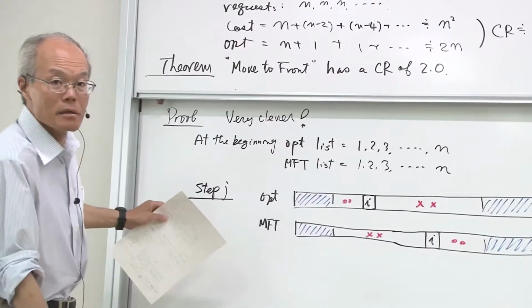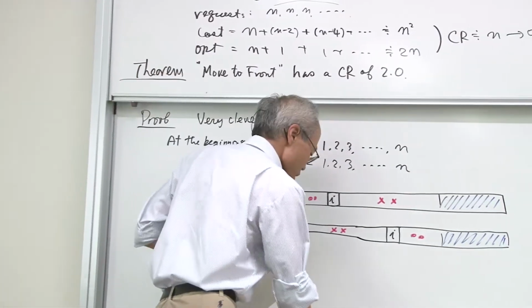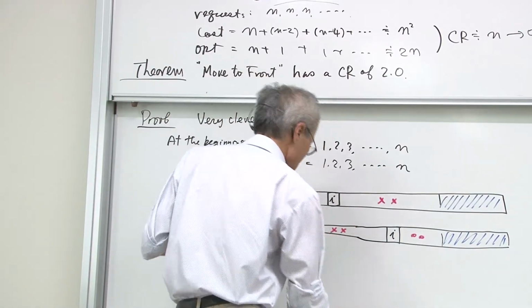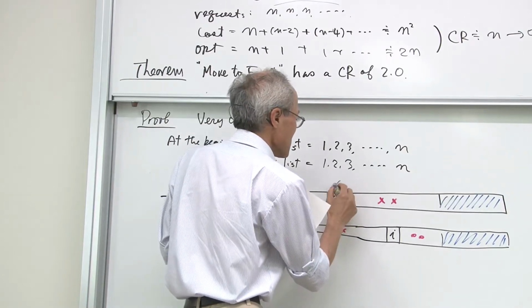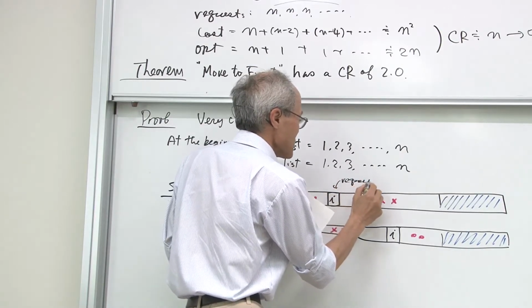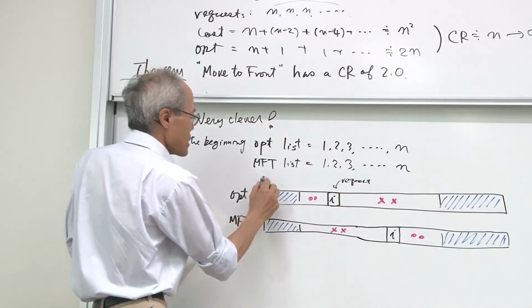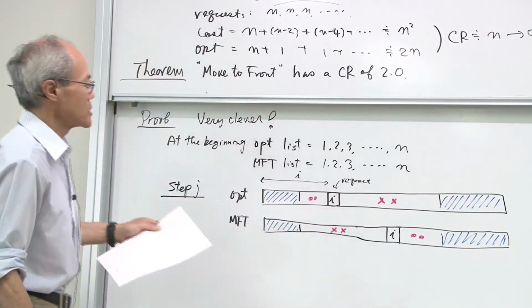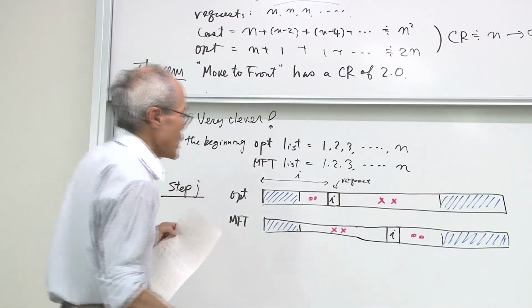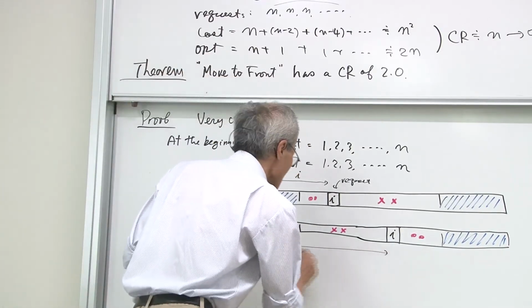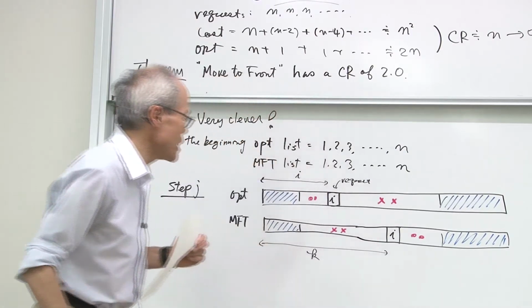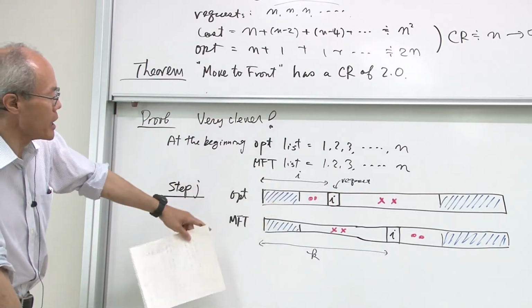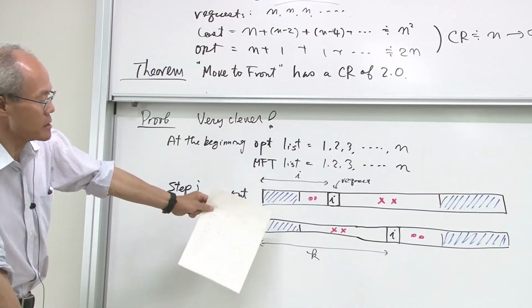Now, step J, the request is item I. So request item I, and the cost is I. Suppose that the cost for opt is I, and the cost for MTF is K.